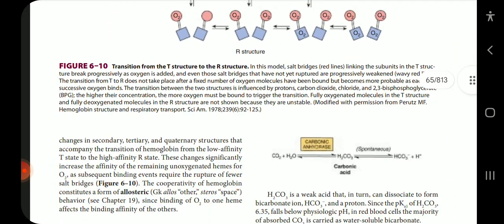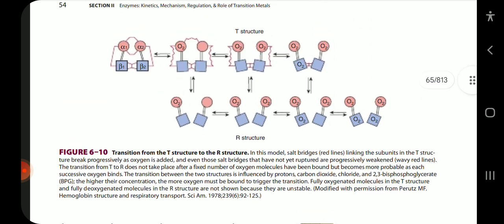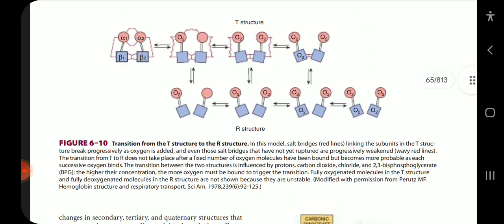Now, this triggers the other profound changes in secondary, tertiary, and quaternary structure that accompany the transition of hemoglobin from the low affinity T state to the high affinity R state. These changes significantly increase the affinity of the remaining unoxygenated hemes for O2. Subsequent binding events require the rupture of fewer salt bridges. In figure 6.10, we can see the transition from the T structure to the R structure.